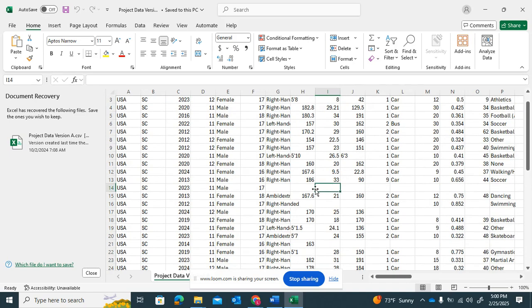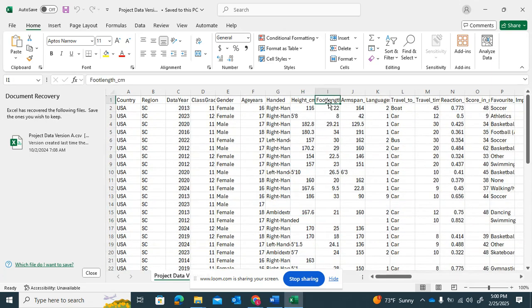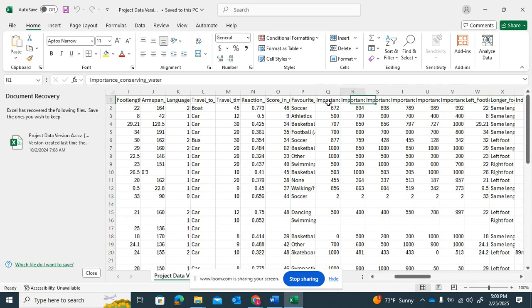The ones that are blank, obviously don't use those. Someone just didn't put that data in. Because this is real students collecting data, obviously there are going to be some mistakes. So if you had foot length versus index finger length, index finger is all the way over here.